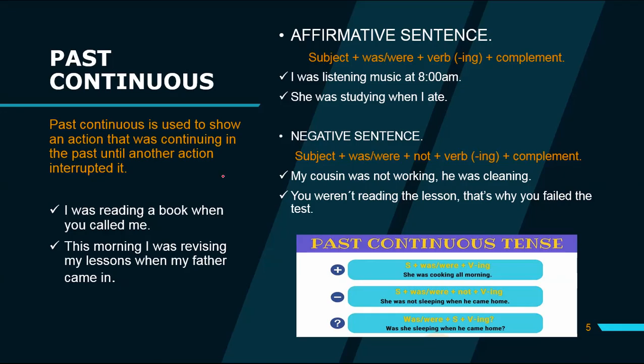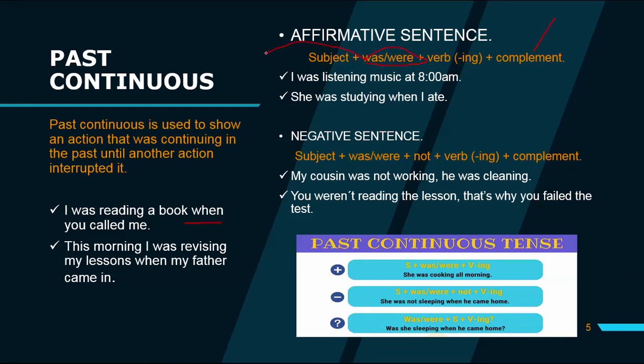Past continuous. Past continuous is used to show an action that was continuing in the past until another action interrupted it. For instance, I was reading a book when you called me. This morning I was revising my lessons when my father came in. In this case, for affirmative sentences, we say subject, was or were, verb with -ing and complement. Was or were is the verb to be in past.